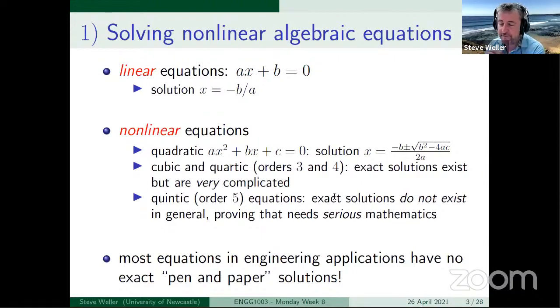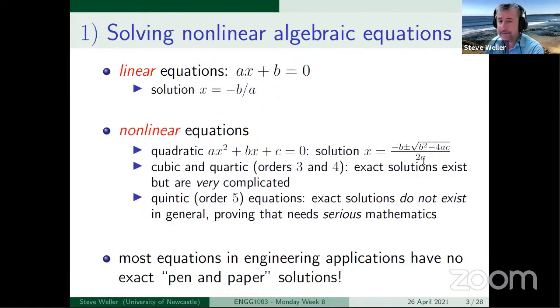Proving that actually needs some very serious mathematics that any of you studying 2nd and 3rd year mathematics will probably touch on. Not relevant to us here. The reason is that most equations in engineering applications have no exact pen and paper solutions. And by a pen and paper solution, I mean a form that looks like the solution of the quadratic equation here. x is equal to minus b plus or minus square root of b squared minus 4ac on 2a. That's what I call a pen and paper solution.